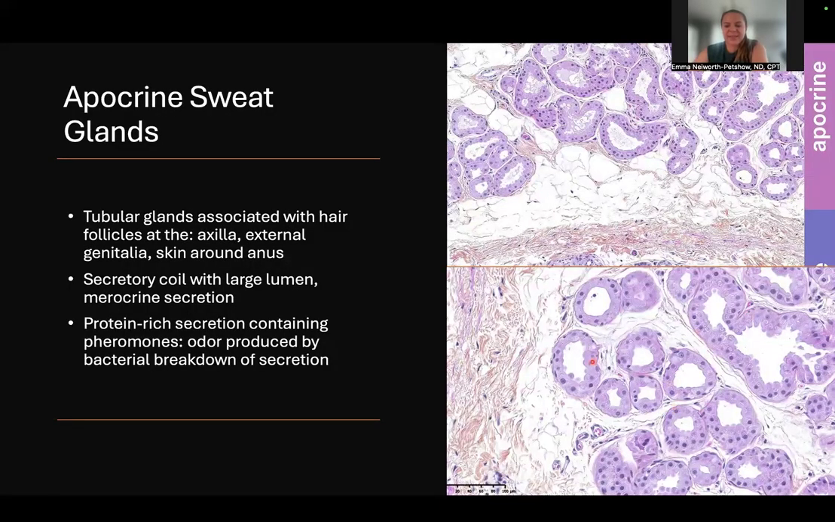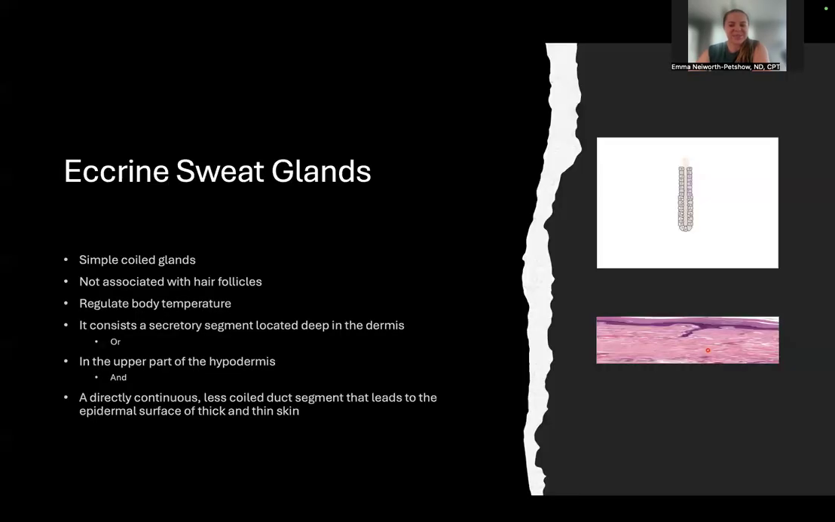Our apocrine sweat glands, as seen here, are tubular glands. They're associated with hair follicles in the axilla, external genitalia, and skin around the anus. They have a secretory coil with a large lumen and they undergo merocrine secretion. They secrete a protein-rich secretion that contains pheromones. This is the odor produced by bacterial breakdown of these secretions.